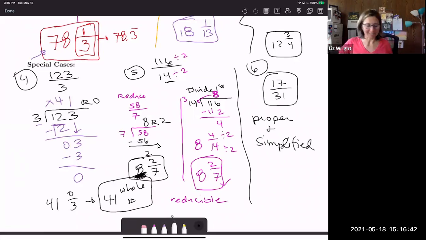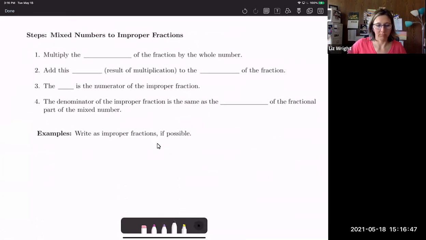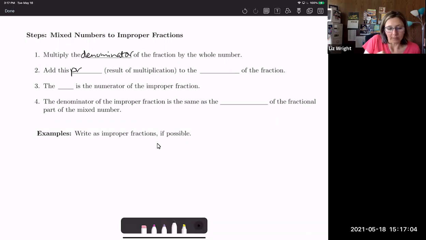Okay, let's check the next page and then we're done with this video. Mixed numbers to improper fractions. We are going to multiply the denominator, so the bottom number, right? We're going to multiply the denominator of the fraction by the whole number. Then we're going to add this product. Again, there's a term for you, product, which is the result or the answer of multiplication.